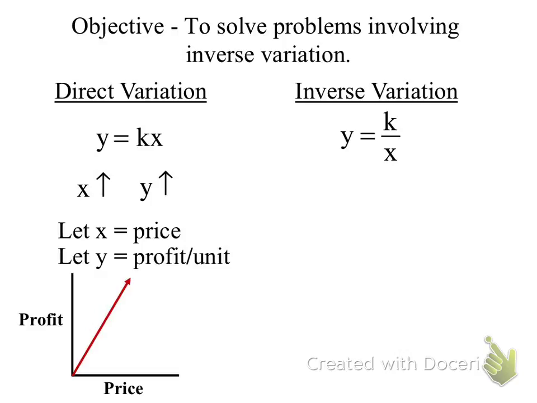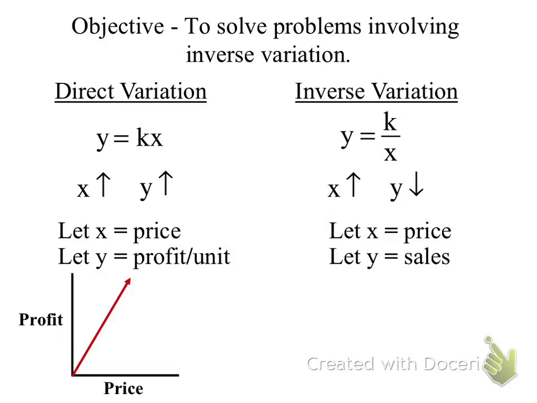You need these notes. Make sure you're writing them. Y equals kx. So in an inverse variation, it looks like this. Now, situationally, what happens is as one quantity increases, the other decreases. Let me give you a situation. For instance, as the price goes up, my sales will go down. If it's more expensive, less people are going to buy it. It knocks people out of the market. Does that make sense? So this is what this would look like. It's y equals k over x.